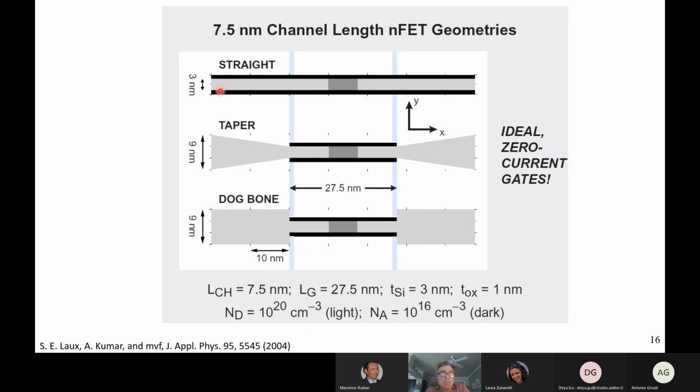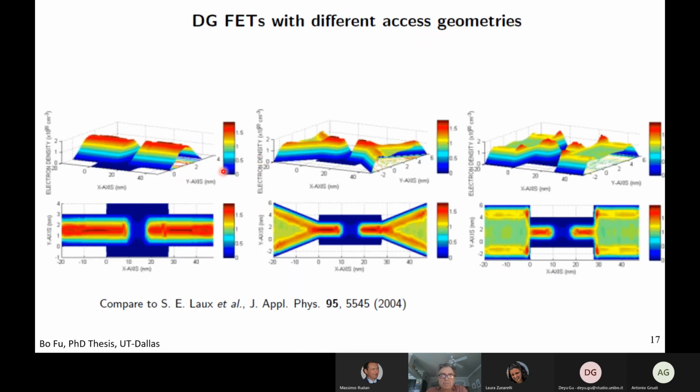This will be the best case scenario. The wave just propagates, you inject it, there are no obstacles, it keeps going. And this is somewhere in between. You have a sort of discontinuity here, but you smear it out over a longer distance by looking at this taper geometry. And this is indeed what he found.